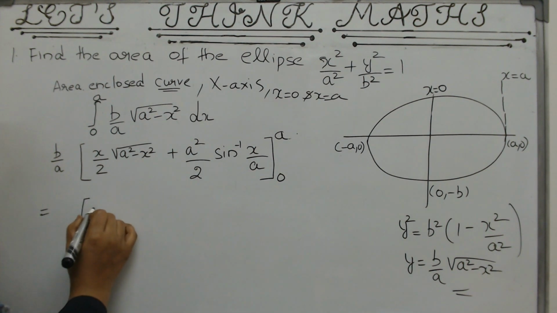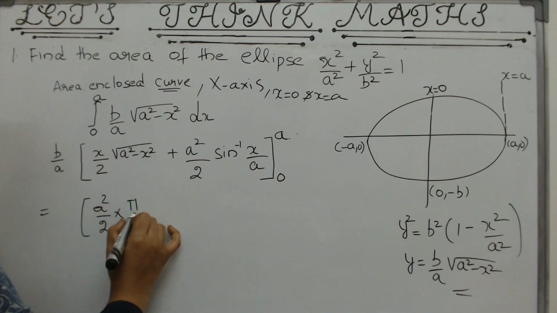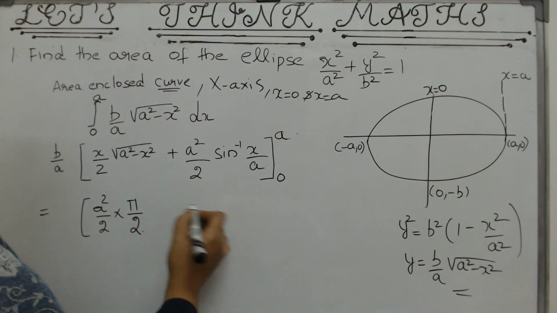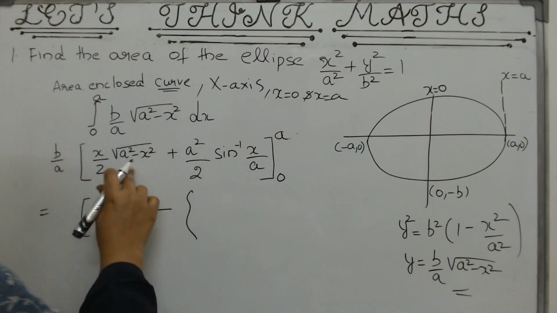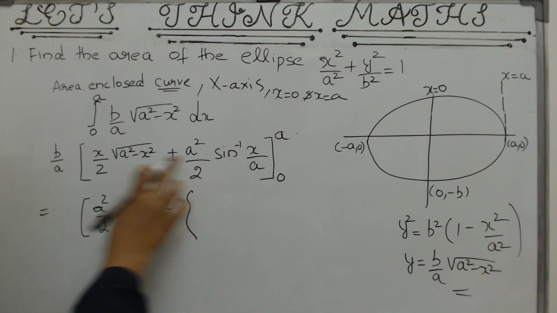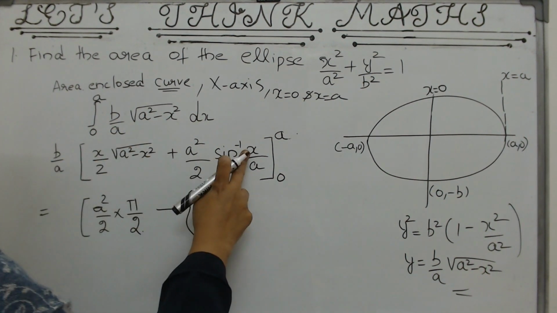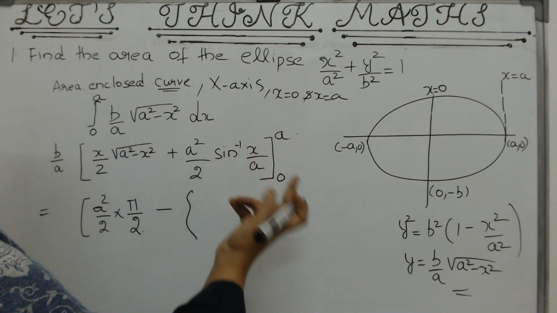You will get sine inverse of 1 is pi by 2, right? So you will get pi by 2 here. Now, for the lower limit, what will you do? Wherever you see an x, substitute a 0. You put 0 here, this whole term becomes 0. You put a 0 here, this whole term becomes 0.